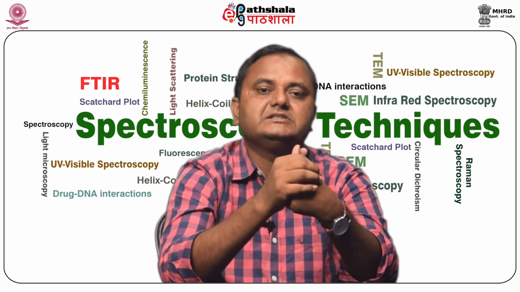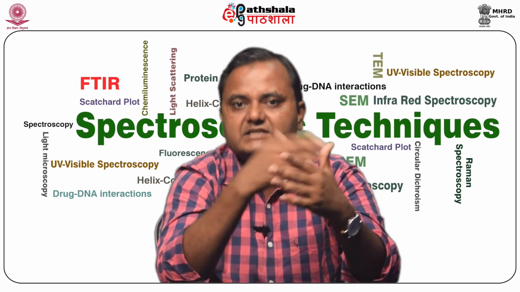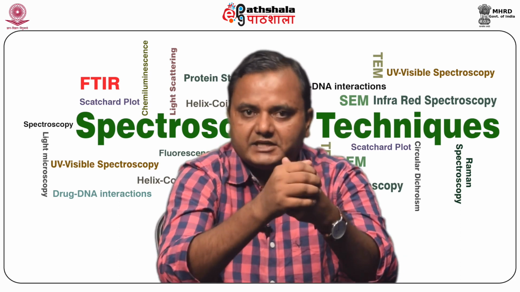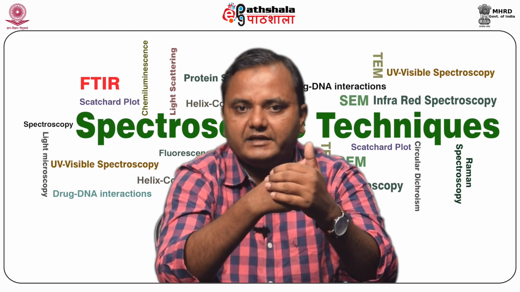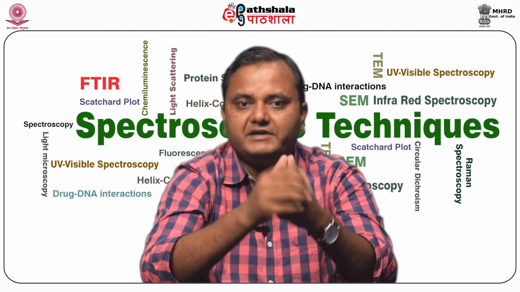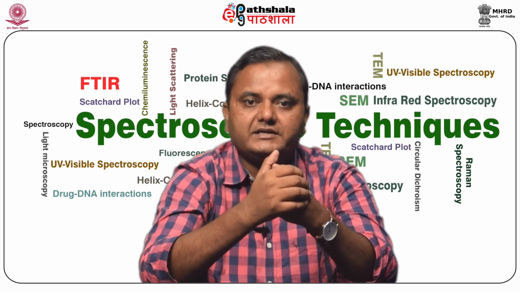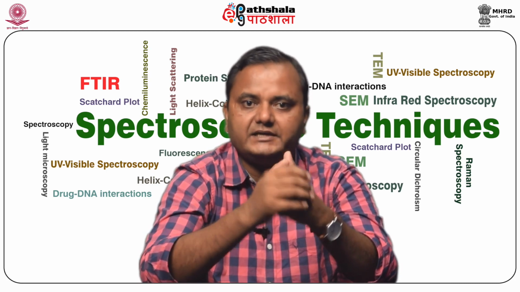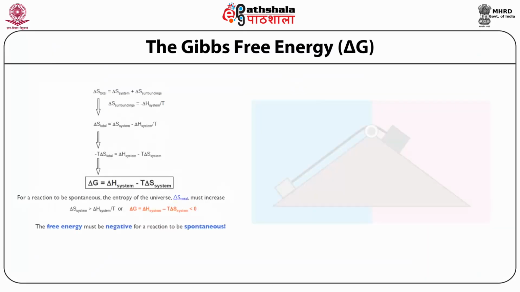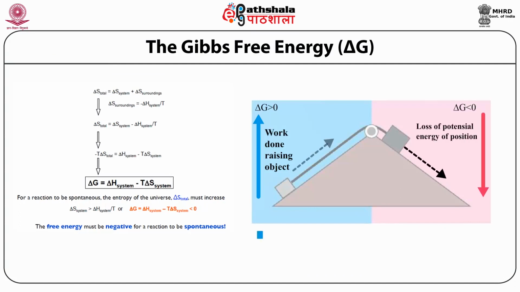The Gibbs free energy equation can be explained in another way: delta G equals minus RT ln Kd, where Kd denotes the binding constant, R represents the gas constant and T is the temperature. Here we discuss the Gibbs free energy.